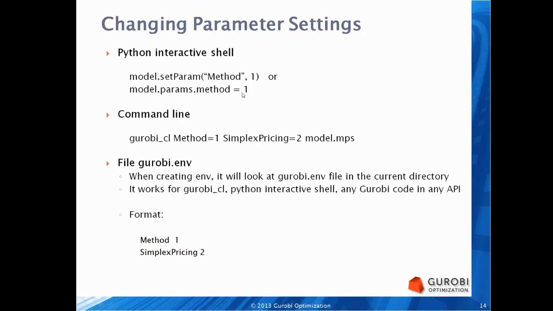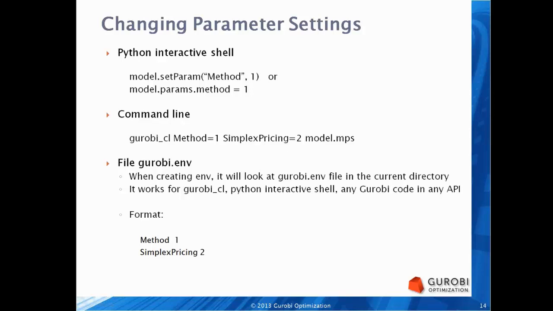And we also provide a command line. You can use the command line to specify the settings. Here, gurobi_cl, space, parameter name Method equal to 1. Here, no space around the equal sign. And then a space, then the next parameter name, SimplexPricing equal to 2. Then the model name.